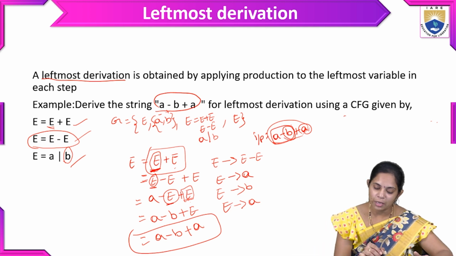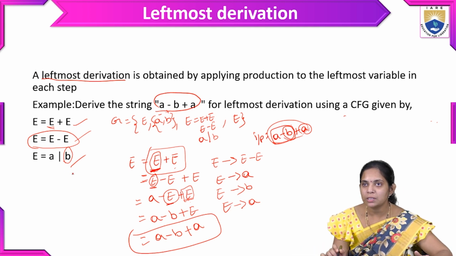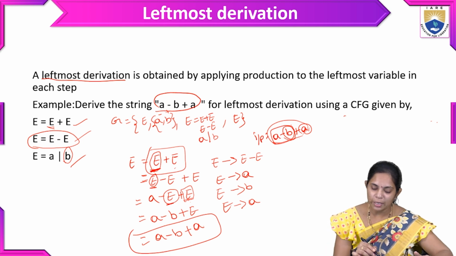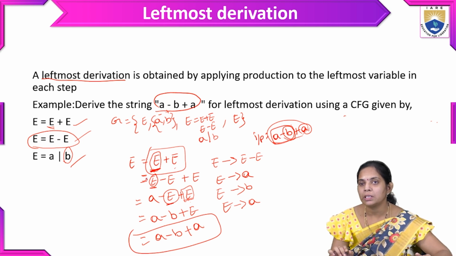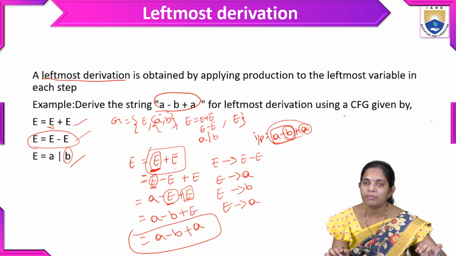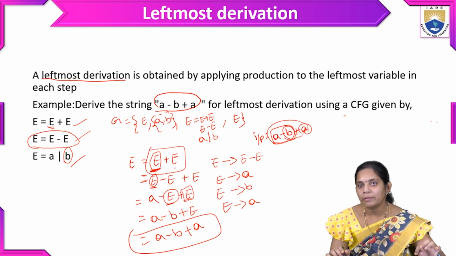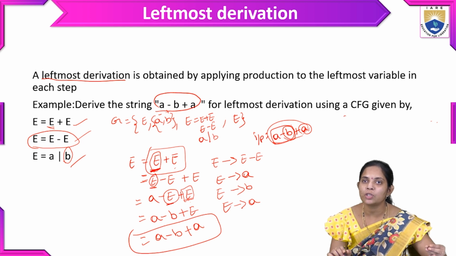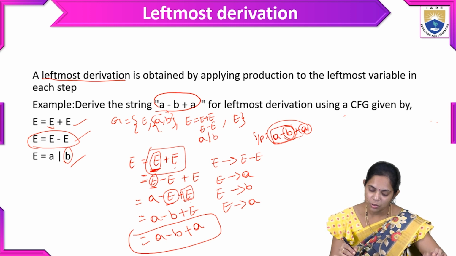According to our derivation definition, we first decide which non-terminal to handle. After that, according to our input string and production rules, we decide which production rule to substitute in that non-terminal's place. So this is about the leftmost derivation.